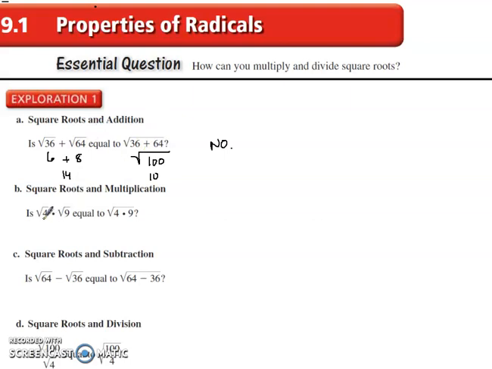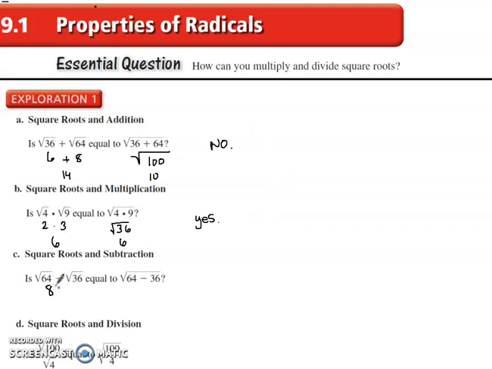What about multiplication? The square root of 4 is 2, the square root of 9 is 3, and then when I multiply, I get 6. If I multiply first, 4 times 9 is 36, and then if I square root, I get 6. So multiplication looks like we can split up our radicals with multiplication. So here, yes, it does work to combine those two under one radical.